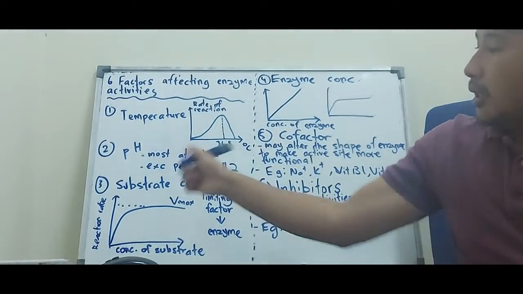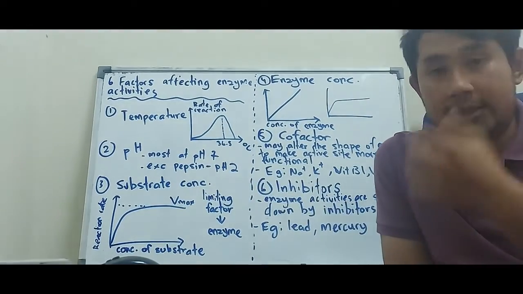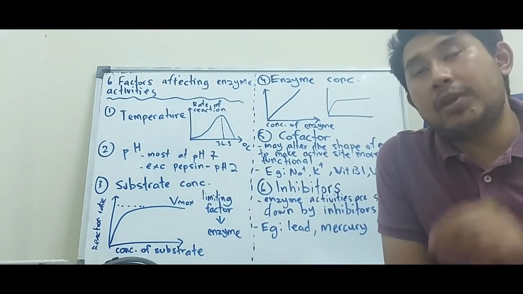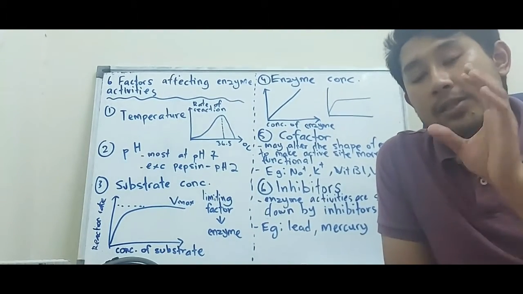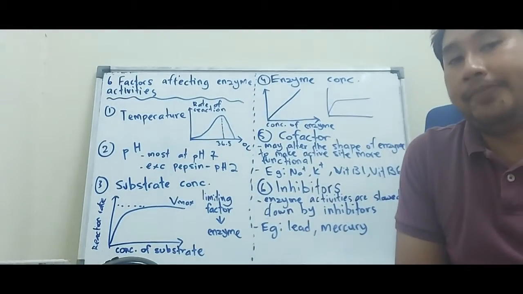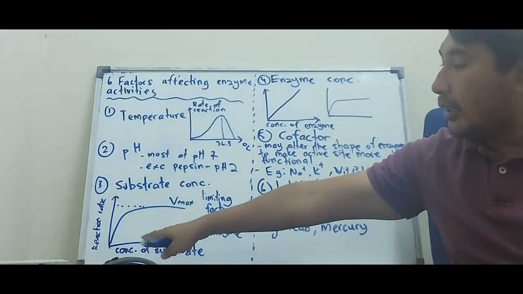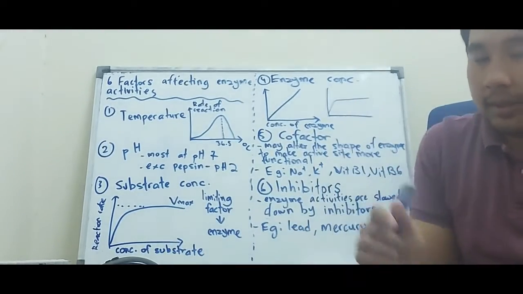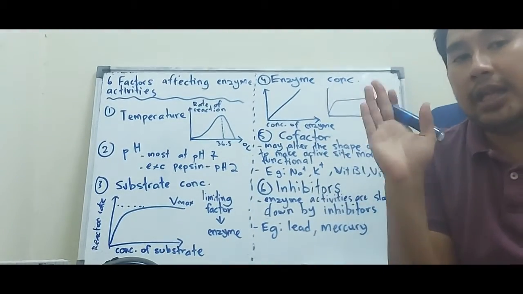Alright. Number 3, substrate concentration. Substrate concentration, when you add more substrates to your body. Okay, you see this graph. Alright, as you increase the number of substrate, the enzyme activity increases.